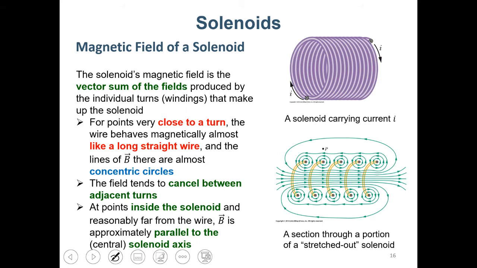So here we talk about the solenoid. We need to consider the magnetic field of a solenoid. The solenoid's magnetic field is the vector sum of the field produced by the individual turns of winding that make up the solenoid. For points very close to a turn, the wire behaves magnetically almost like a long straight wire, and the lines of B there are almost concentric circles.